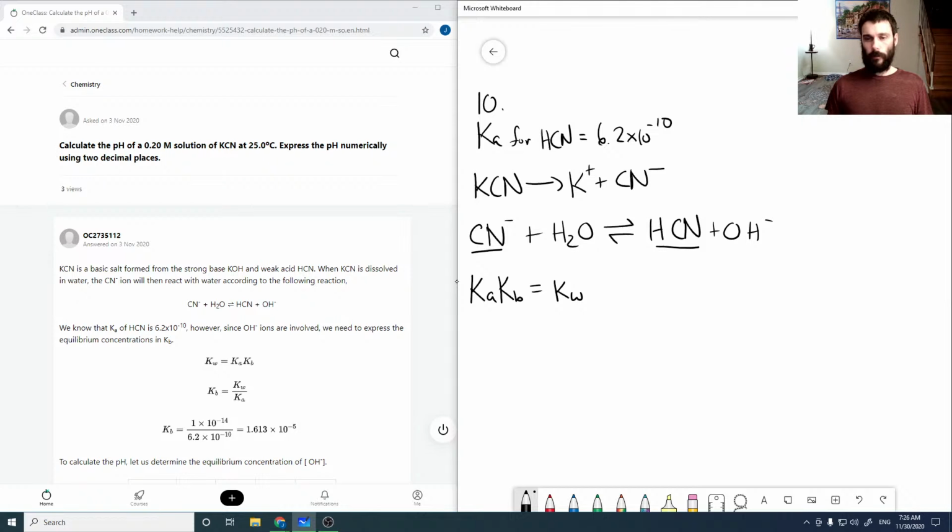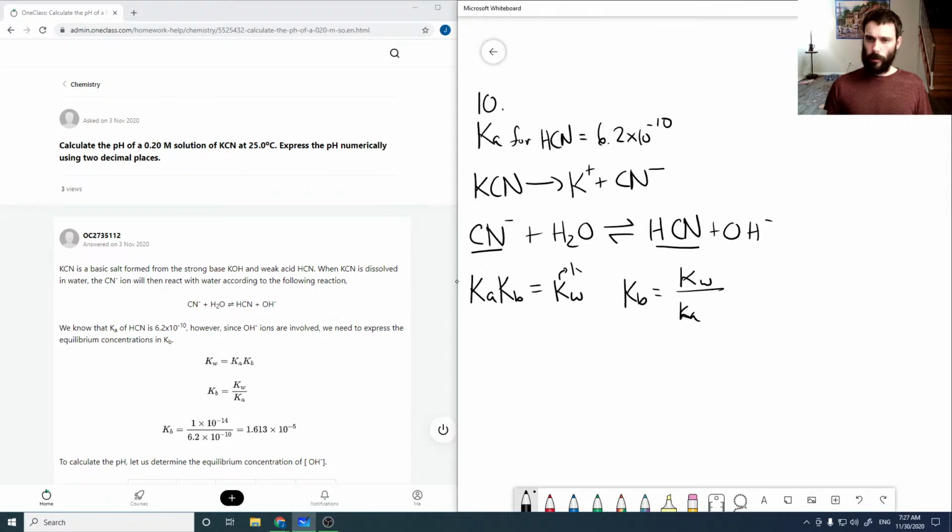Or put another way, Ka would be concentration of CN minus. No, I'm not going to do that because I just realized that's not going to work. Okay. Yeah, so Ka is the acid equilibrium constant, and Kb is the conjugate base constant. Oh, right, I see. I remember now. So if we have our Ka for HCN, then Kb is then Kw over Ka.